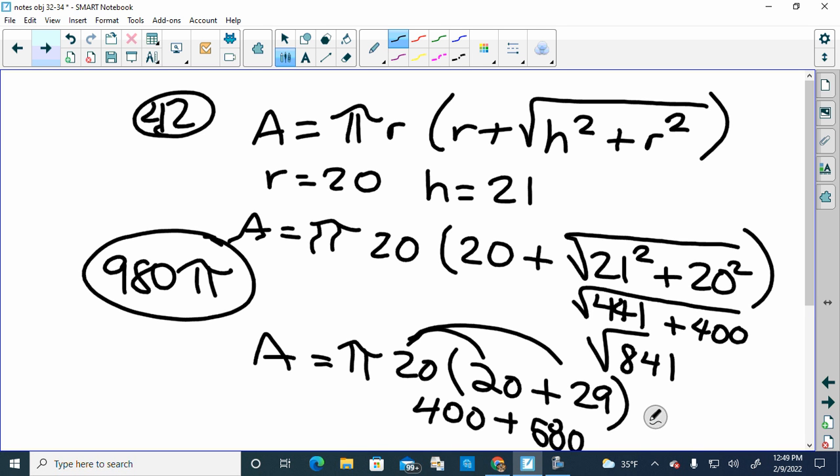Yeah? Why is 29 taking the square root of? So it was this part right here that we simplified. It was still in the parentheses. So we squared that, right? Squared that and got that. Then we added those two together to get this. And then we took the square root of 841, which is 29.